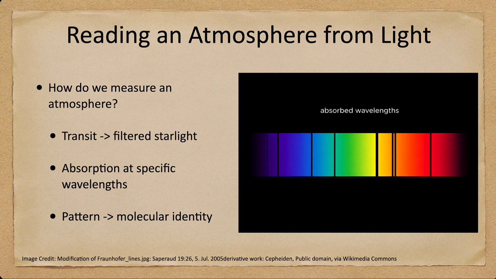As that light passes through the atmosphere, different molecules absorb different wavelengths. If we spread that light out by wavelength into a spectrum, water vapor absorbs some wavelengths, carbon dioxide absorbs others. Methane leaves its own distinct pattern. What reaches us is no longer the original starlight, but a modified spectrum, a pattern of missing wavelengths, like a fingerprint.